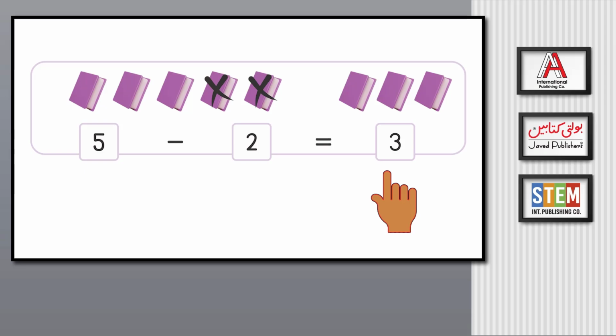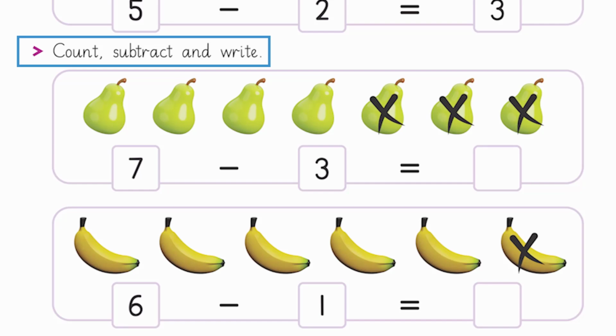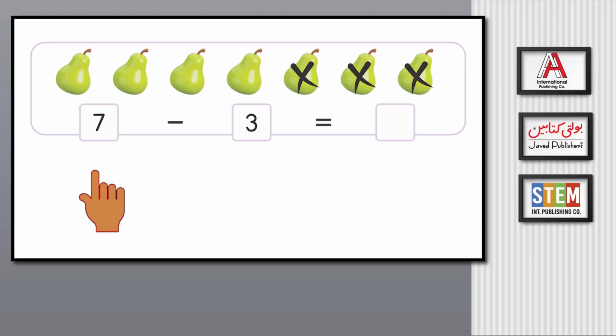Okay, the next one is a little activity which you will do, we will do together. Count, subtract and write. Oh my God, there are 7 pairs. And we took away 3. So we are going to cut 3 out of the 7. And how many left? Let's count together. 1, 2, 3 and 4. 4 is the answer here.